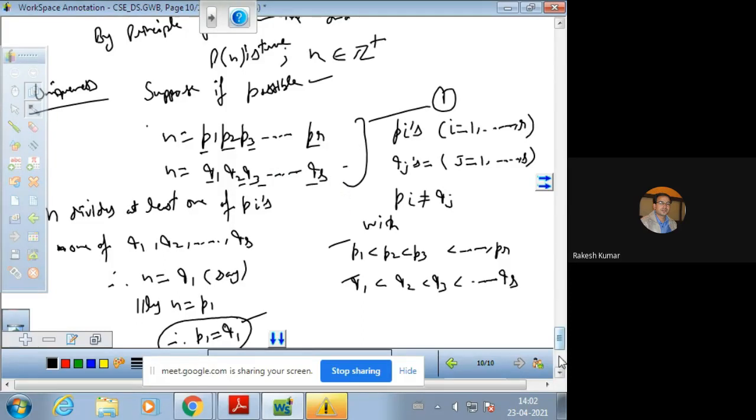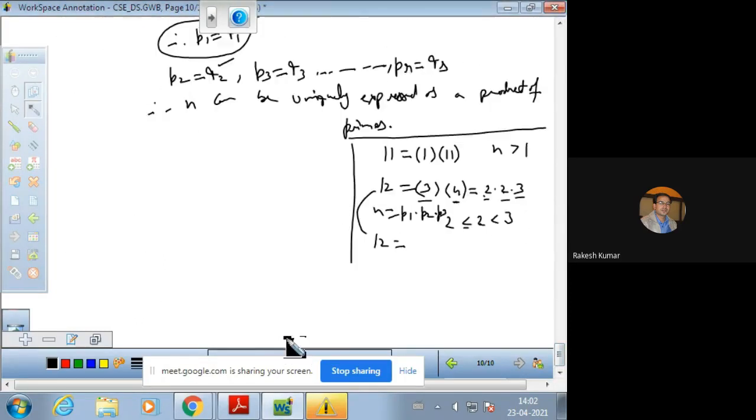This is the logic for proving uniqueness. So with the example we can understand nicely that 12 can be expressed in only one way, that is 2 × 2 × 3, and that is always a product of primes. This is a prime, this is a prime, this is a prime. And suppose we take 17, 17 can be expressed as 1 × 17. But remember, we are talking about a product of primes. 1 is not a prime. So this case gets omitted here. So we are talking about the numbers which can be expressed as a product of primes.